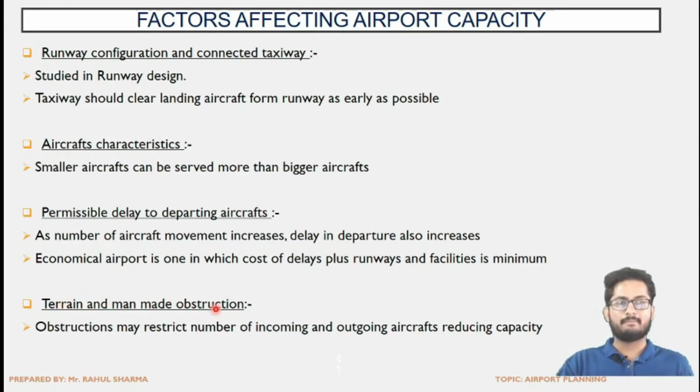Terrain and man-made obstruction. Obstruction may restrict the number of incoming and outgoing aircraft, reducing the capacity. So in the vicinity, if there is any natural obstruction or any man-made obstruction of a considerable height, then certainly that will have an impact on the airport capacity.